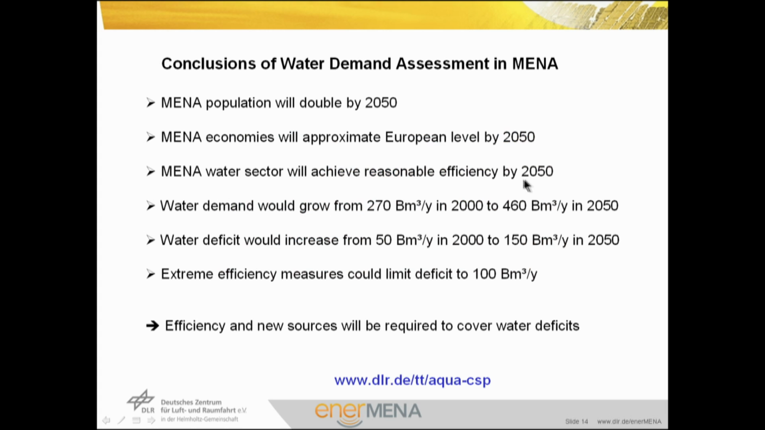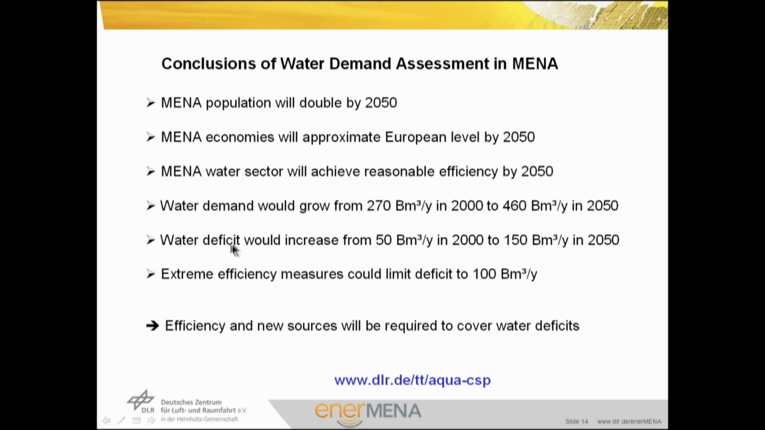The conclusions of the water demand assessment in the MENA region are the following. The MENA population will double by 2050 from 300 million people today to 600 million people in the year 2050. The MENA economies will approximate European level by the year 2050. The MENA water sector will achieve a reasonable efficiency by 2050 if related measures are taken by the governments. The water demand under this scenario would grow from 270 billion cubic meters per year in the year 2000 to over 460 billion cubic meters per year in 2050.